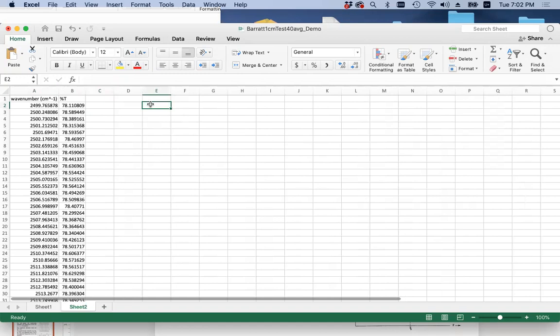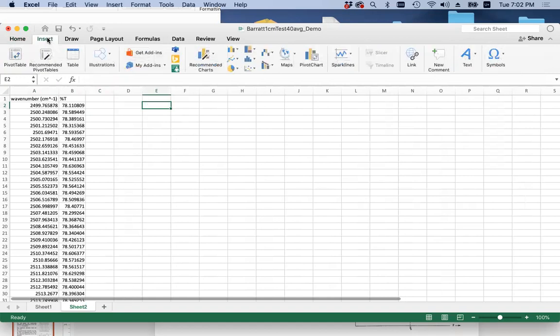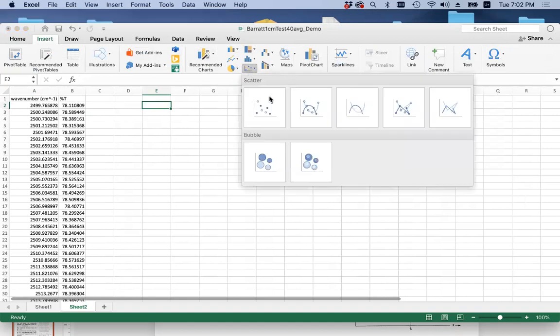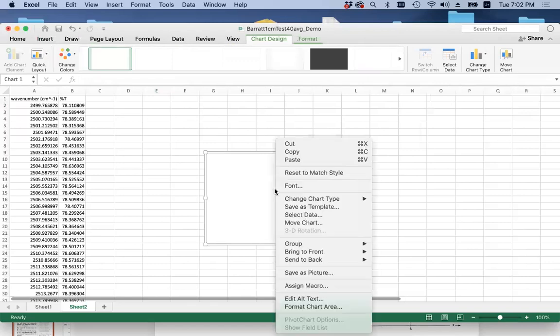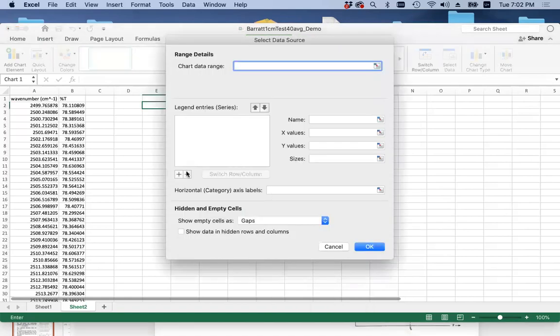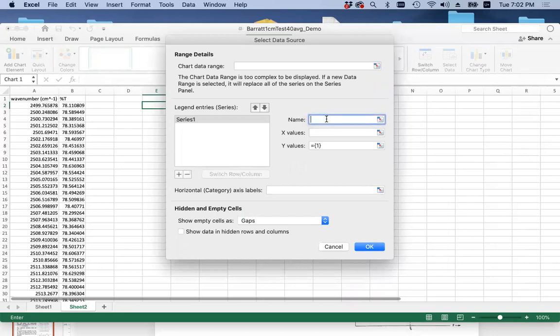Okay, and so I want to next make a plot of the spectrum. So I'm going to insert a graph. Normally we've been using scatter plots with data points. In this case, there's too many points to plot all the points, so I want a line graph. So I'm going to use a scatter plot with straight lines. And Excel does not choose the data automatically for me, so I'm going to go to select data. I'm going to add a data series.